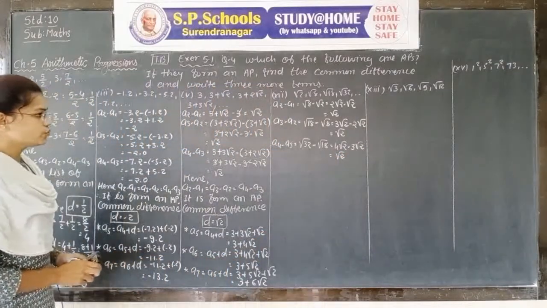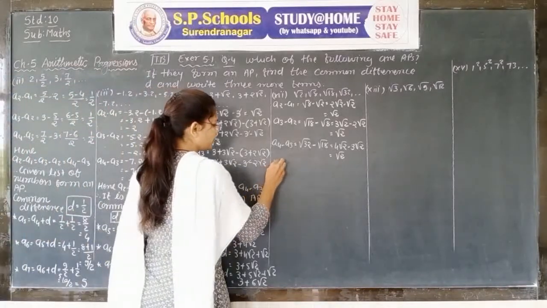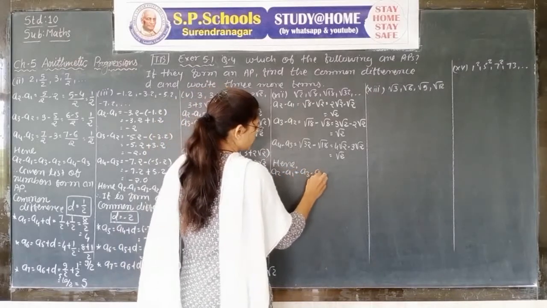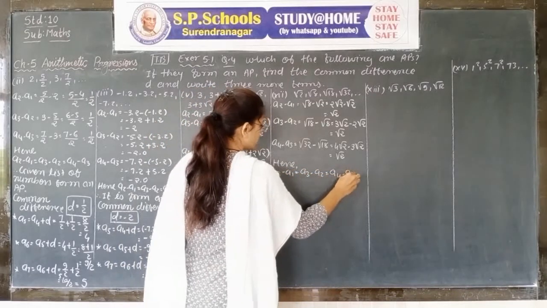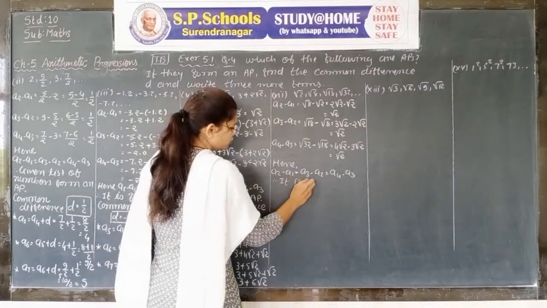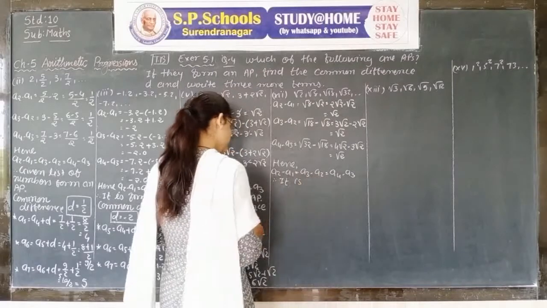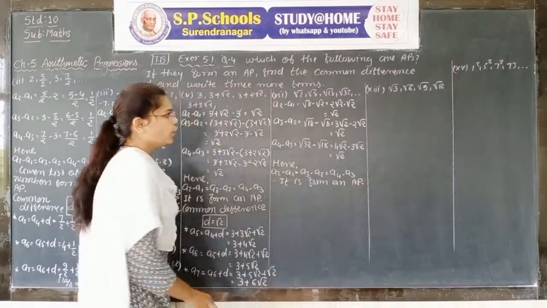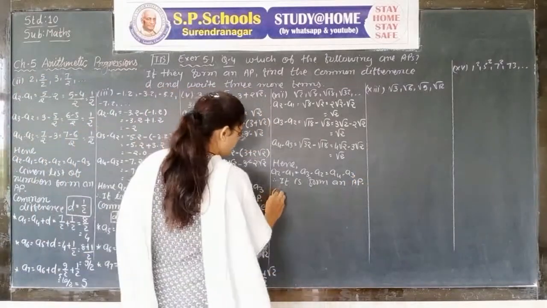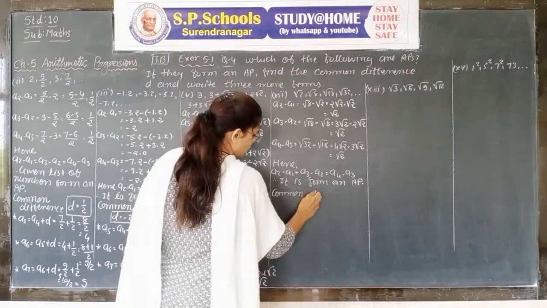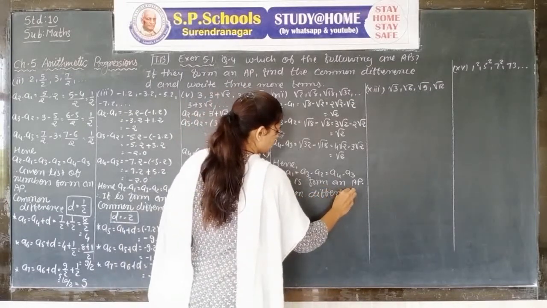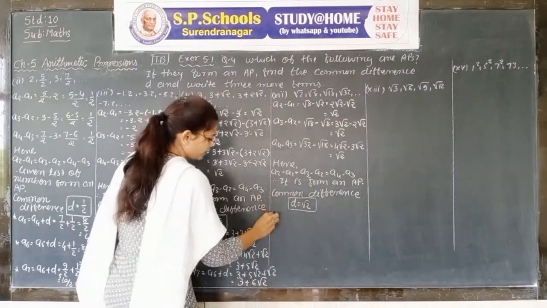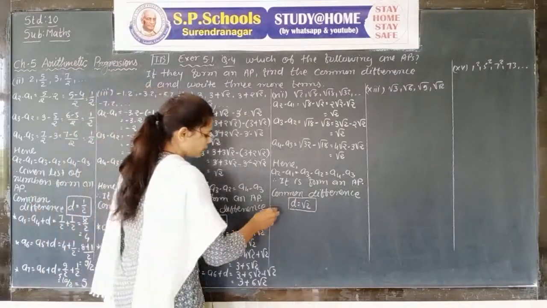Here the differences between consecutive terms are equal, so we can write a2 minus a1 is equal to a3 minus a2 is equal to a4 minus a3. Therefore, it forms an AP. If it forms an AP, we write the common difference. Common difference d is equal to root 2. We write the next three terms.